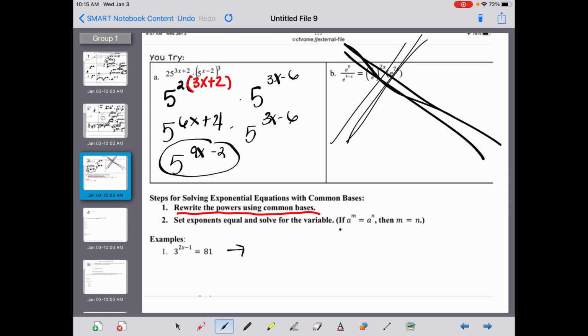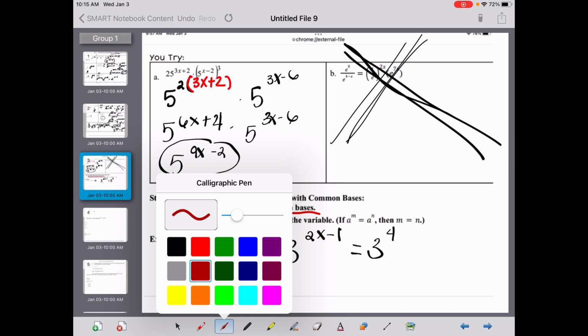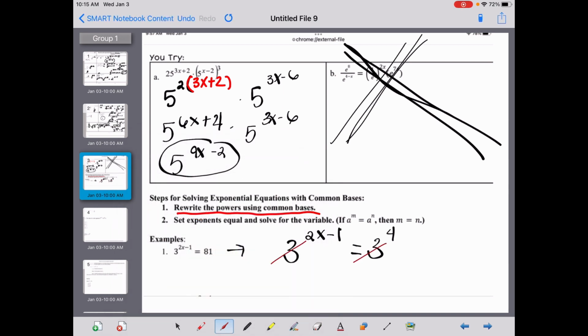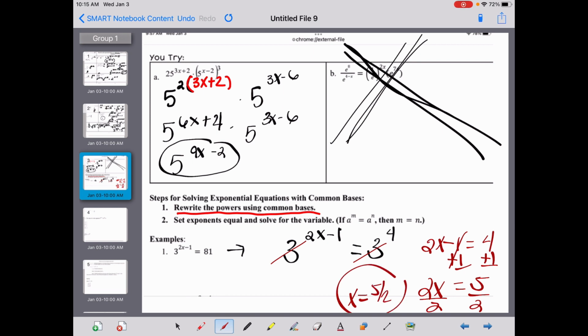So to do that, you're going to ask yourself, 3 to what power is 81? And that would be 3 times 3 is 9, times 3 is 27, times 3 is 81. So that's to the 4th. Once you get the same base, it's easy from there. You get to cross off the bases, and you have a linear equation of just exponents. And then you can solve for x. So you get x equals 5/2.